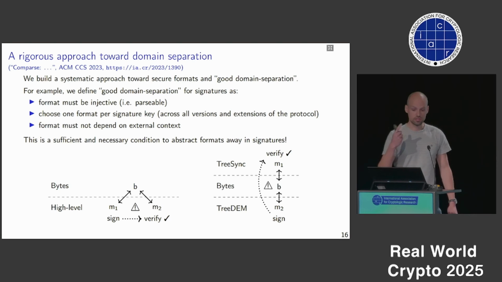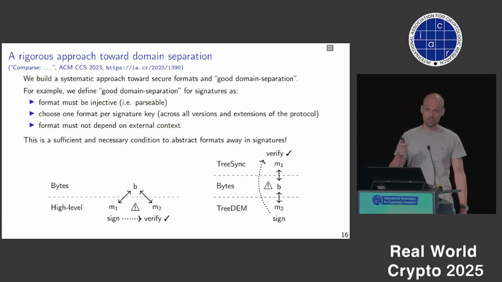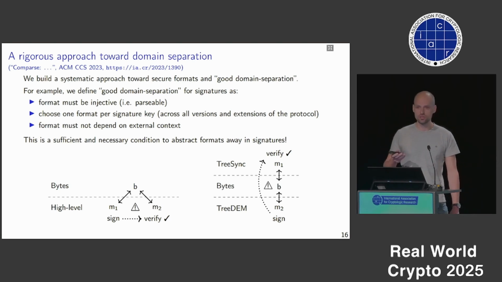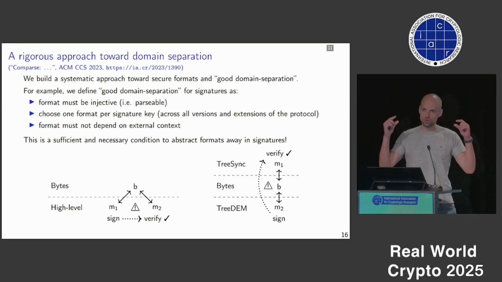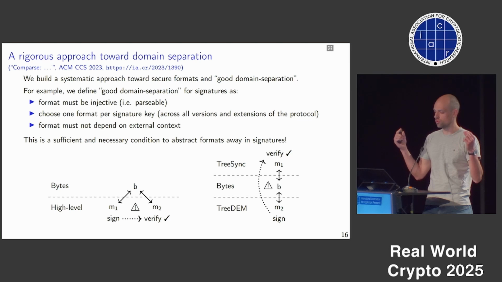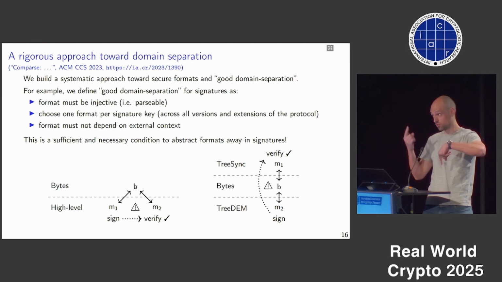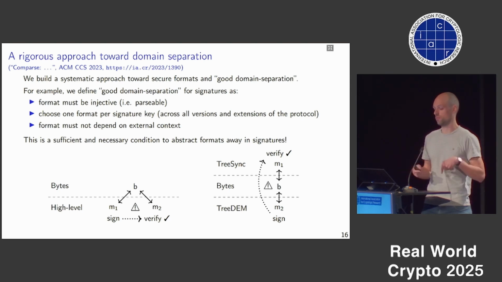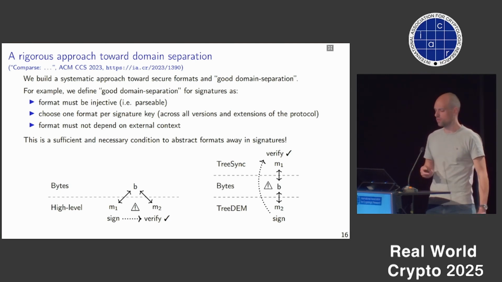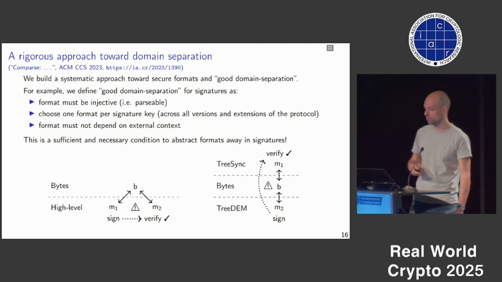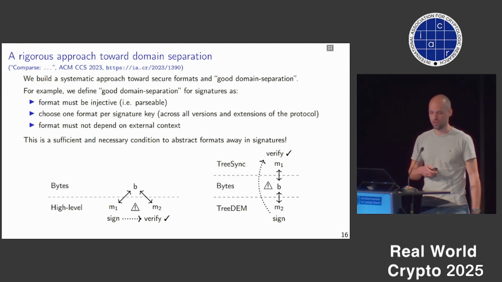And the next thing about this condition is that it is sufficient and necessary. It is sufficient because if your format obeys this property, you can reduce the security properties you want to use on high-level types to the security assumptions you actually can make on bytes. And it is necessary because if you don't obey this condition, there is clearly something fishy going on, and maybe you have problems, or your security proof will be very hard to make considering these issues.